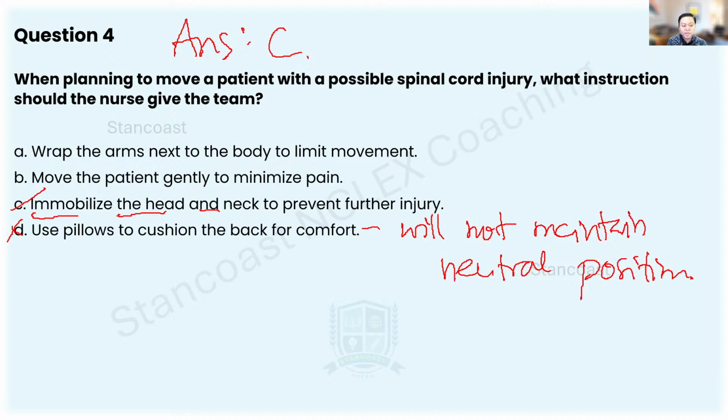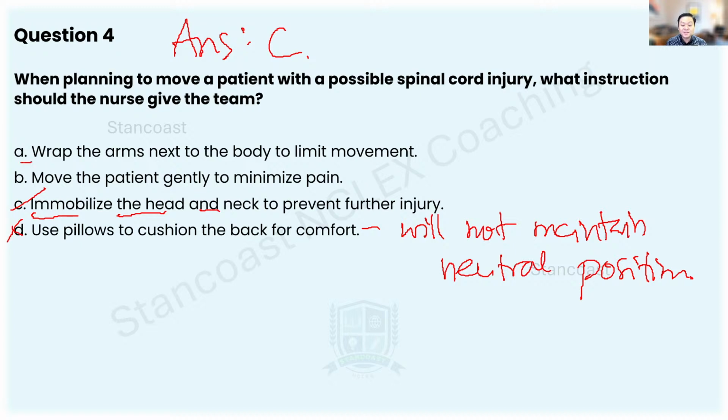What about here? Move the patient gently to minimize pain. Will that ensure the safe transport? Well, here when we are dealing with letter B, move the patient gently to minimize pain. The pain management is something that we can address at a later time after the transfer, but not during the transfer, okay?